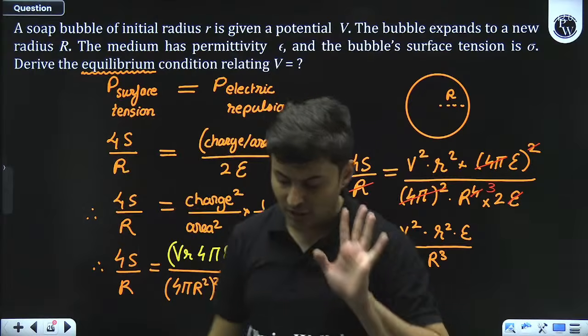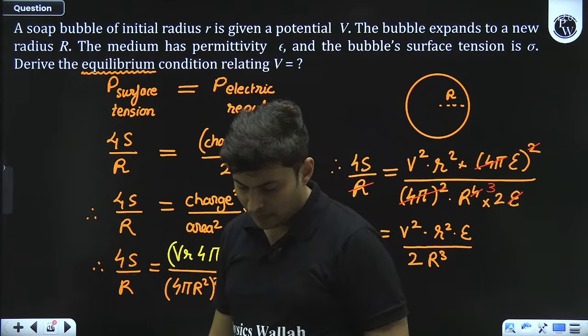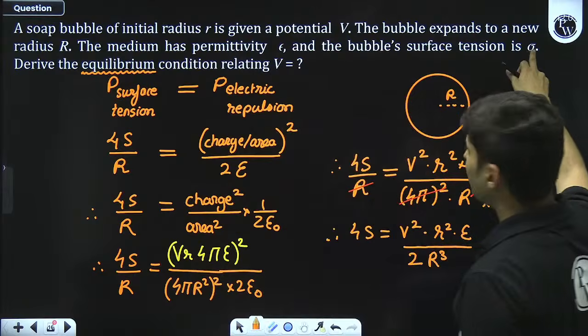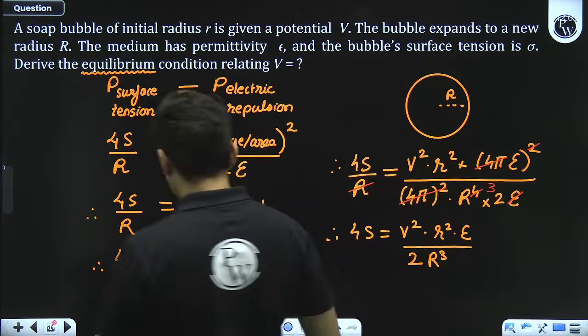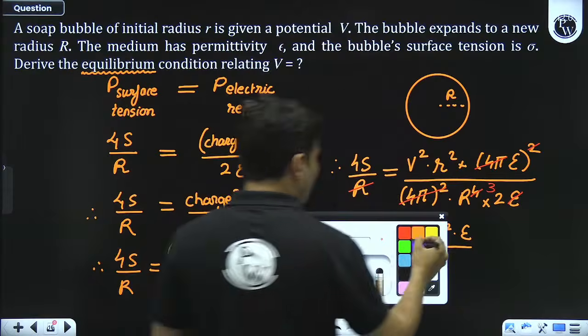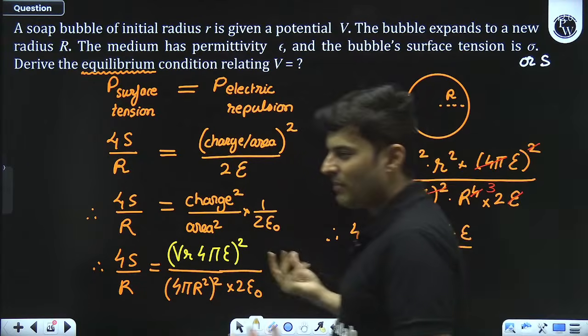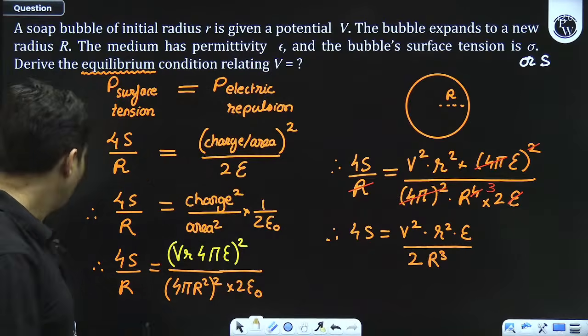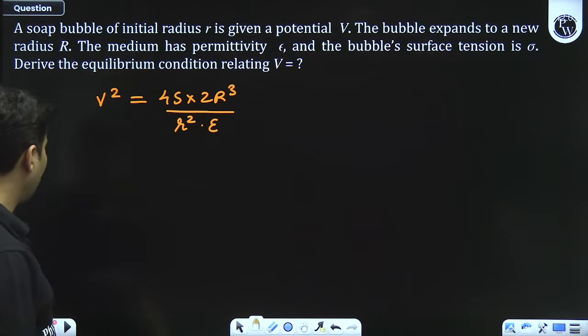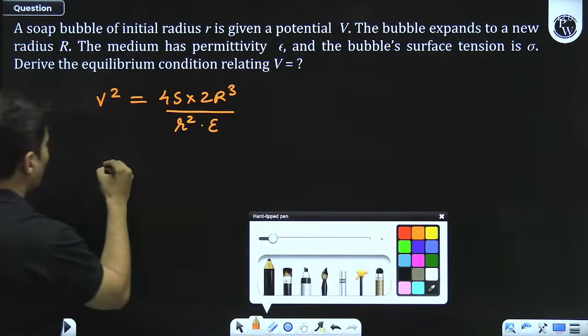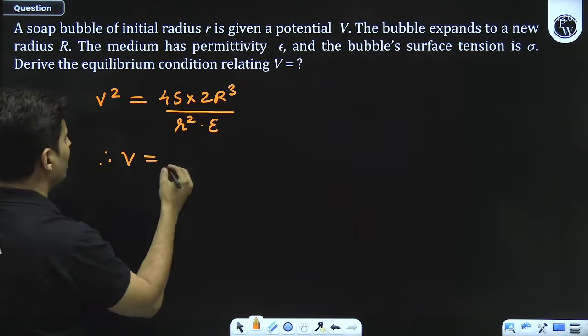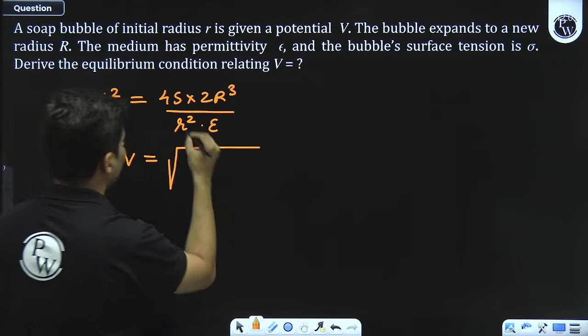Till this point absolutely clear? Yes. Perfect. S is surface tension. I think we had to use sigma. I will change it later on. So you can use sigma or S. I've just used S, not an issue. Okay, so where are we? Yes, so therefore V will be equal to root of this entire thing.